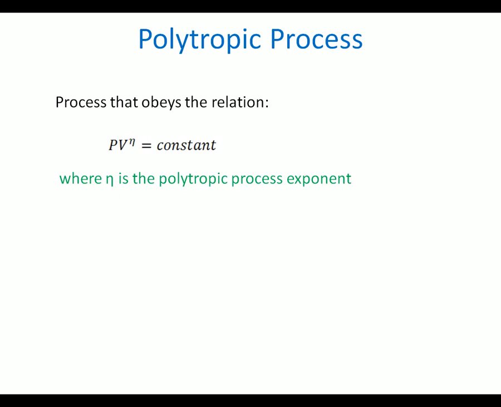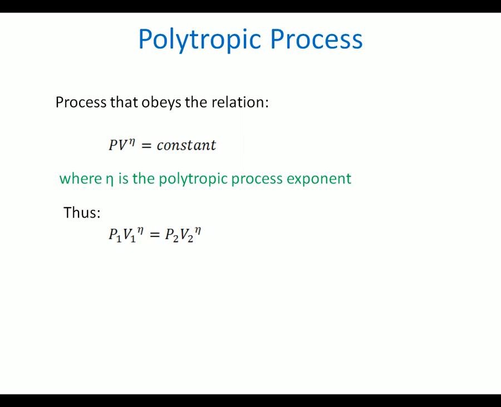There are special processes that obey this relationship, which means that we can write the equation, if we're looking at a process that goes from one state to another, from state 1 to state 2, then for a polytropic process, pressure 1 times volume 1 raised to the eta is equal to pressure 2 times volume 2 raised to eta.